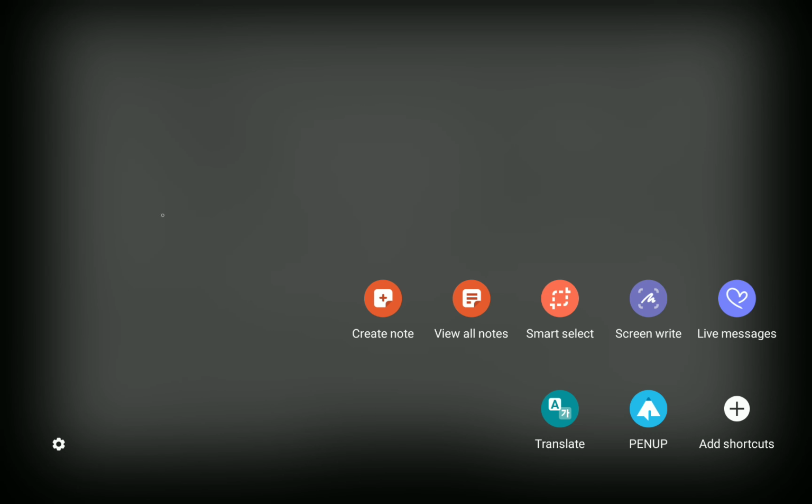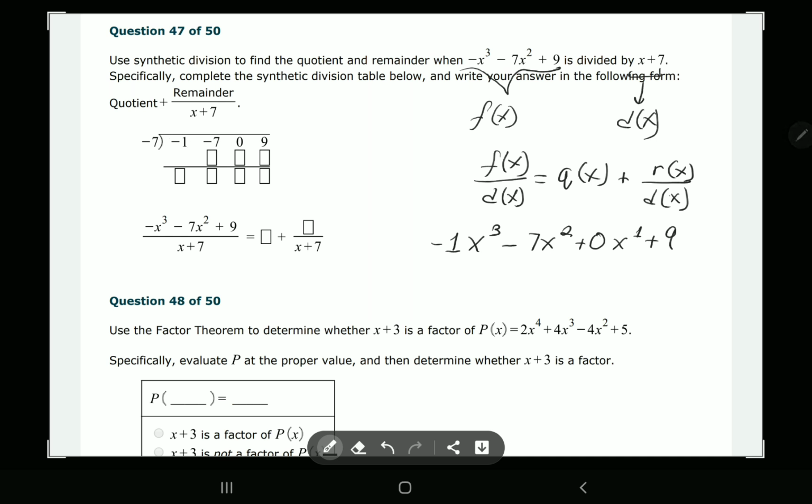So I wonder what's going on with my pen. It's getting on my nerves. So hopefully you guys know where those numbers came from inside of the long division symbol.